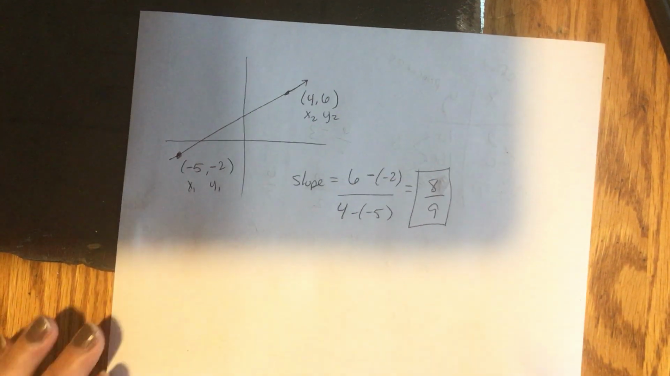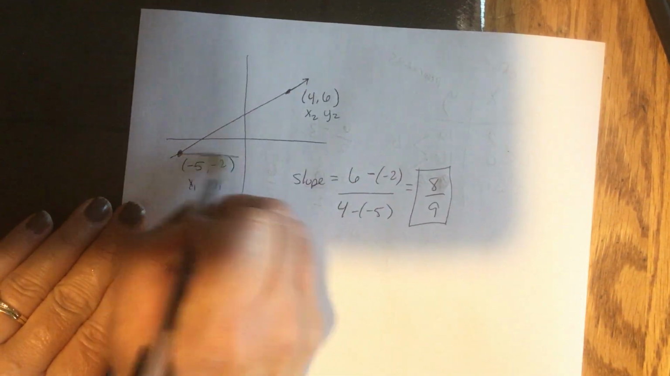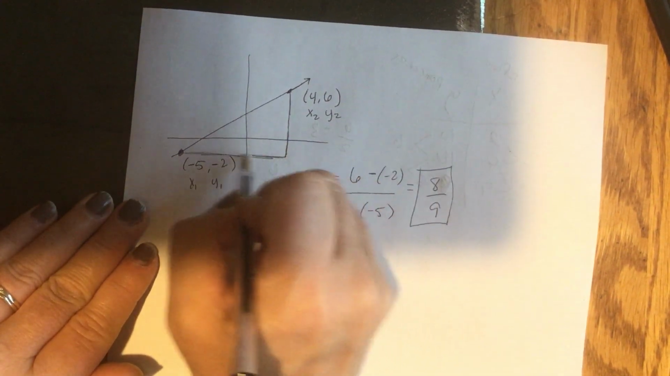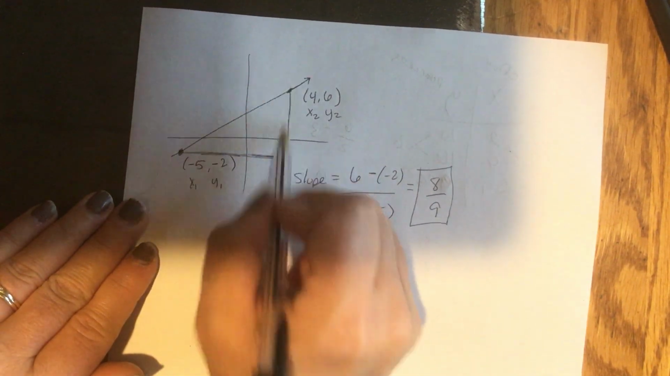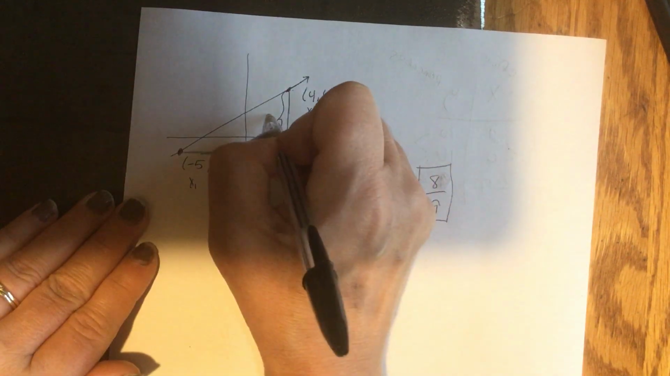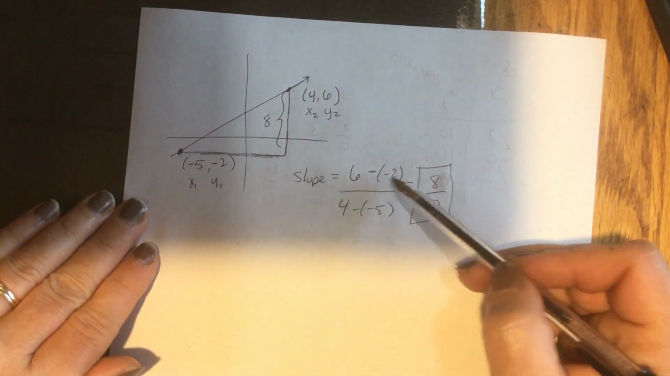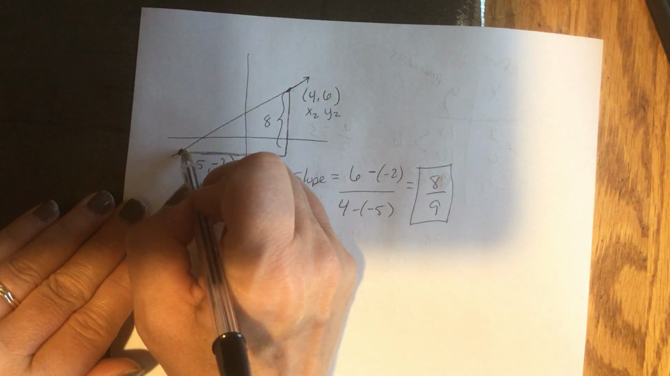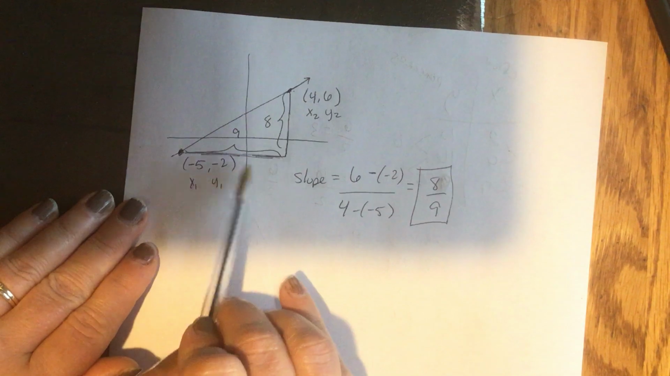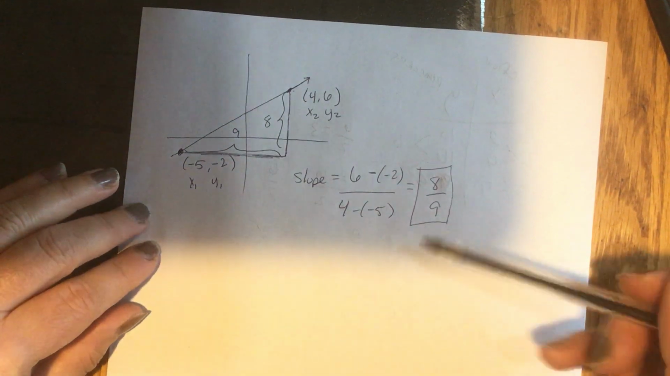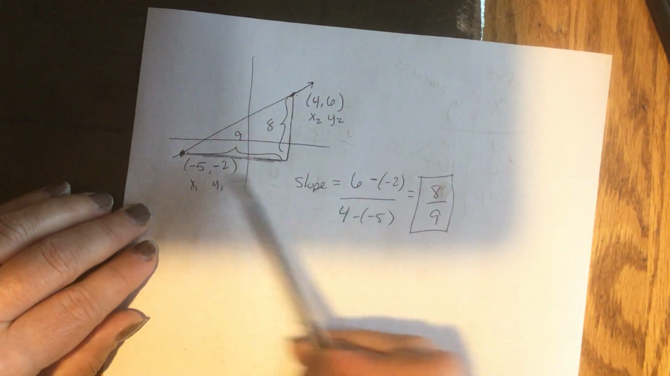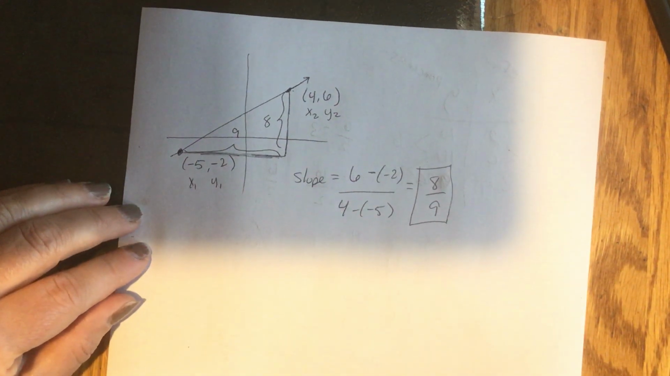So if they give you a picture, you also can kind of draw a triangle and count. I do that a lot. Make a right triangle, go over and up. If you count this length here, you're going to get 8 because it's going to come from 6 minus a negative 2. And if you count this length, it's going to be 9 because it's going to come from 4 minus a negative 5. So either way, you can use the ordered pairs and do the formula, or you can count how far over and how far up it is.